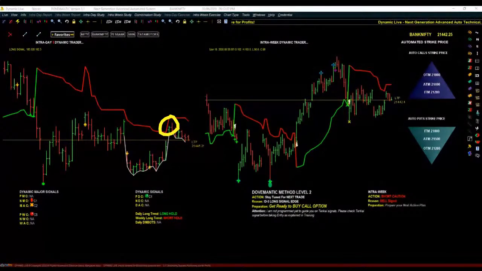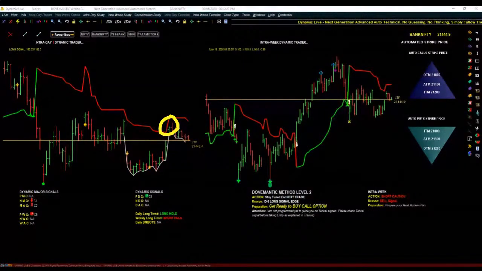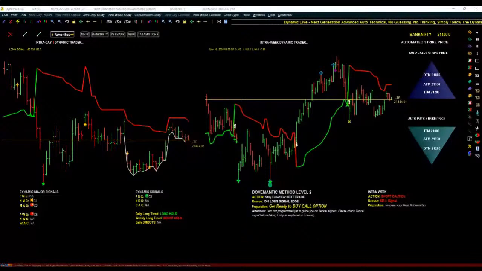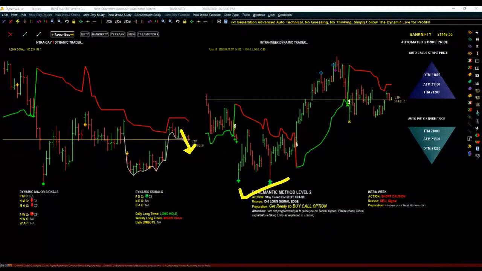That is where even Mr. Kruth has exited, and he has texted us in the chat saying at what price he has exited his call option. But after that, it is telling us stay tuned for the next trade. But the preparation is telling us get ready to buy a call option. But after that, the price has managed to decrease further. If the price decreases even a bit further, then it will definitely tell us to buy a put option. So we have to wait until it tells us.